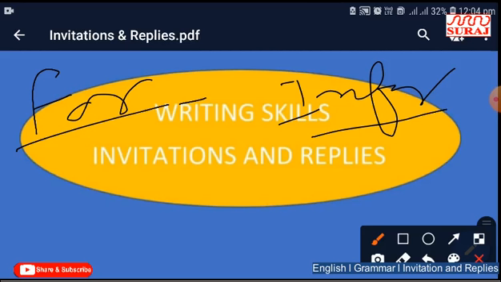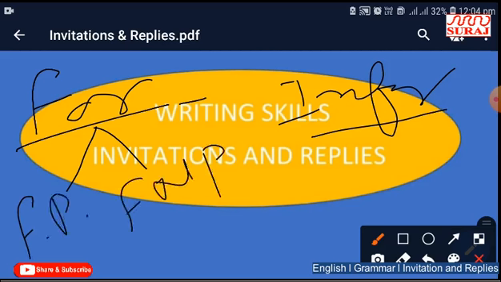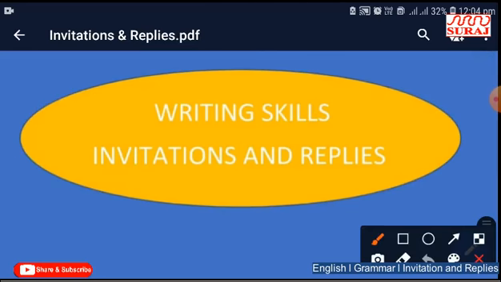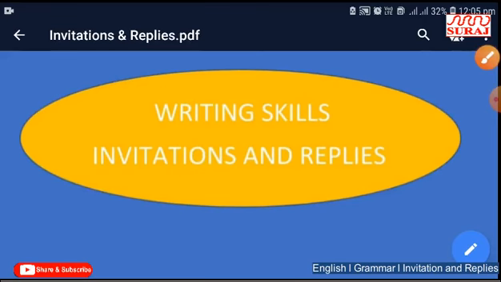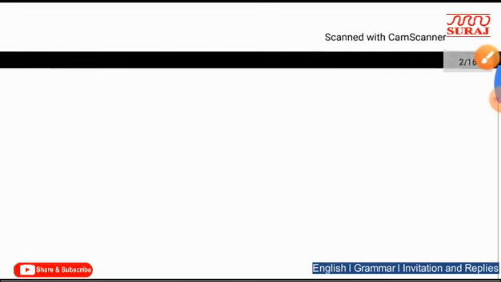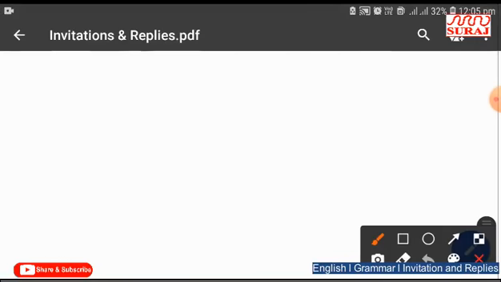Now I am going to tell you about the parts of formal invitations. You know very well that formal invitations we can divide into two parts: formal printed and formal not printed. Now I am going to tell you what the structure of formal printed invitation is.